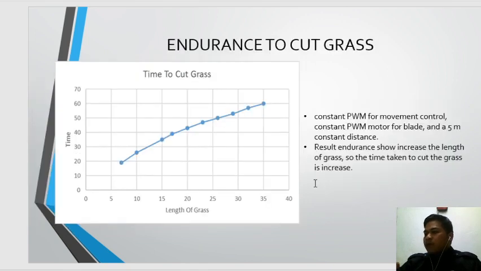For endurance to cut the grass, the PWM for movement control and the PWM motor for the blade were constant, with a constant 5 meter distance. The result for endurance shows that as the length of the grass increases, the time taken to cut the grass increases.